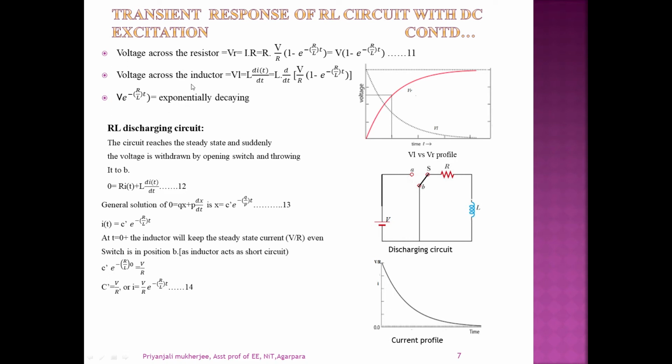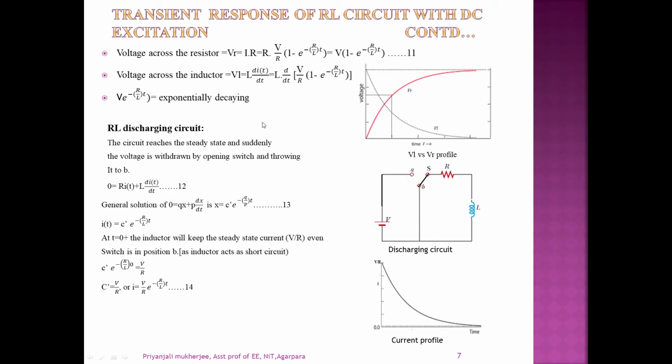Now the voltage across the inductor is VL, equal to L di/dt. If we put the value of i in this equation, we find that it is equal to V into e to the power minus (R/L)t, which is an exponentially decaying function. From the initial value V, it starts to decay. The VL curve goes this way. So this curve represents the VR versus VL profile.